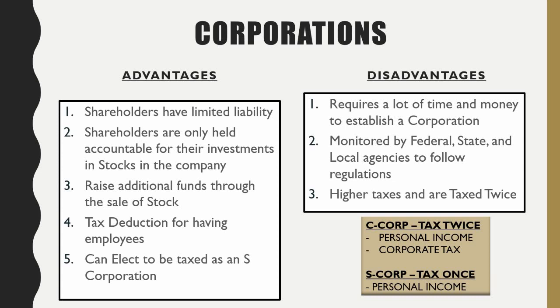Number 4 is tax deductions for having employees. So yes, you get to take advantage of those tax deductions when you have employees. Okay, so it's very great that you get to have that. All right, and then number 5 is electing to be taxed as an S corporation.